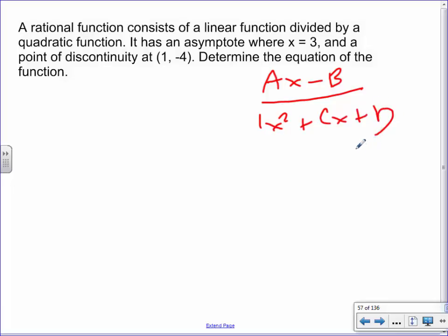And their goal is for you to eventually write an equation of a function. And when you're done, you're going to tell me what the a, b, c, and d values are. That makes sense? So, okay, let's try this.